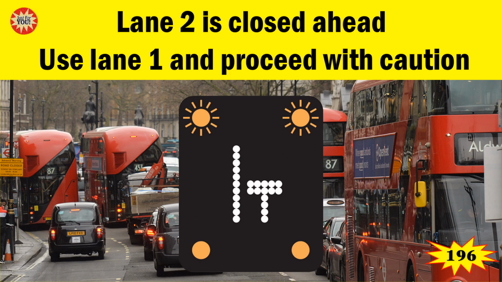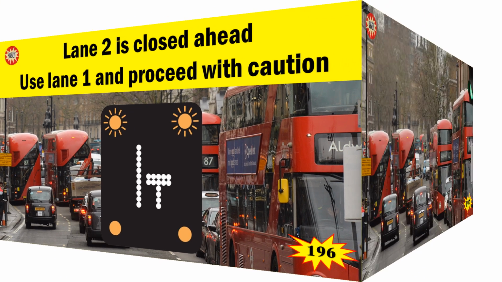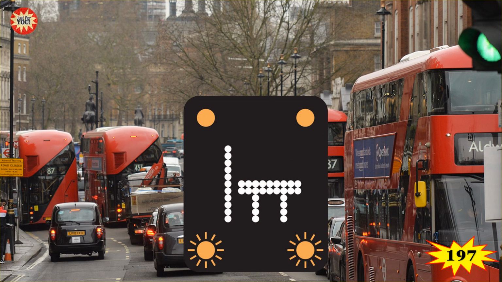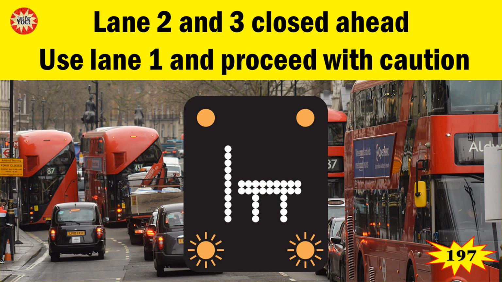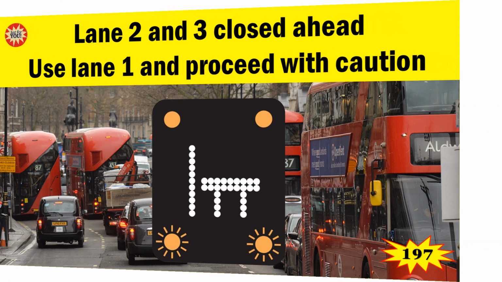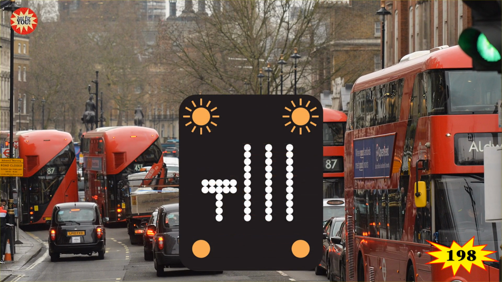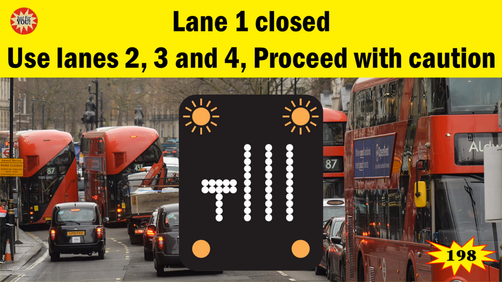Lane 2 is closed ahead. Use lane 1 and proceed with caution. Lane 2 and 3 closed ahead. Use lane 1 and proceed with caution. Lane 1 closed. Use lanes 2, 3 and 4, proceed with caution.